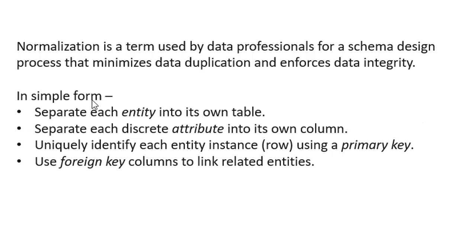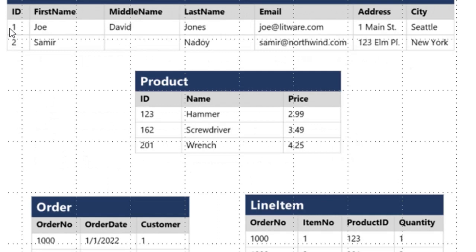In simple form, if I explain normalization, each entity needs to be separated into its own table, each attribute into its own column, each distinct attribute into its own column, right? And then the third point is to uniquely identify each row using a primary key. Primary key is for the uniqueness, right? For example, here ID 1, 2, 3, 4. This is a kind of primary key, right? Two persons cannot have the same ID. So this would be helpful to extract the right data.